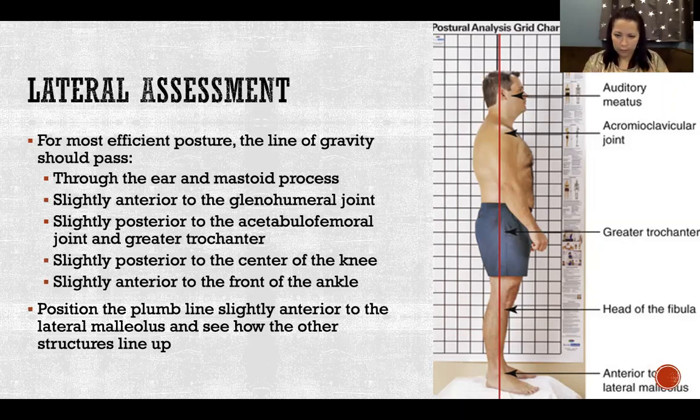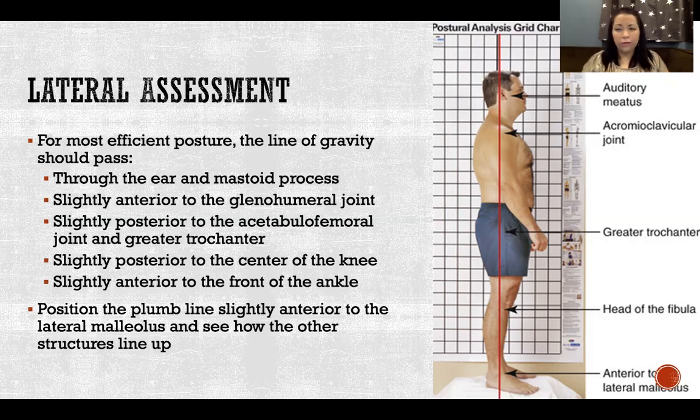So look at the feet and position the plumb line so it's just anterior to the lateral malleolus. Okay, so the big bony prominence on the side of the ankle. So just anterior to the lateral malleolus, and then just have the person stand neutrally and relaxed and see all the way up the chain where the plumb line matches up.